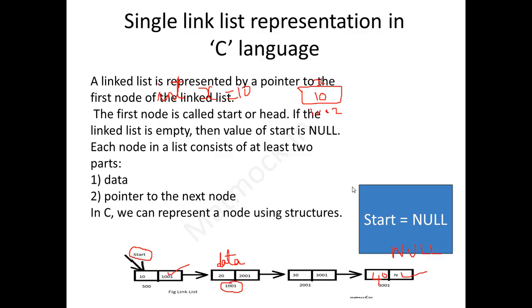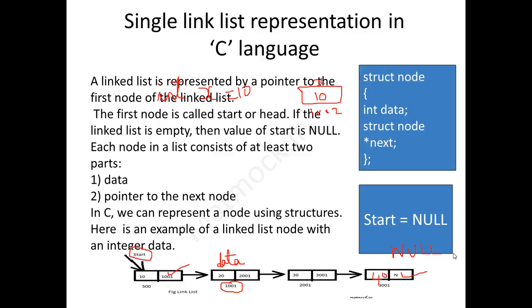In C we can represent a node using a structure, like struct node. Struct node, an integer data, and a struct node pointer, that is next. Using a structure a linked list can be represented in C language. That is our topic today.